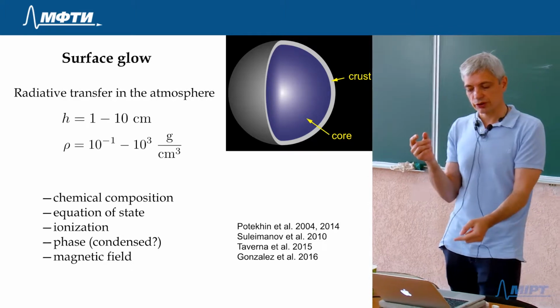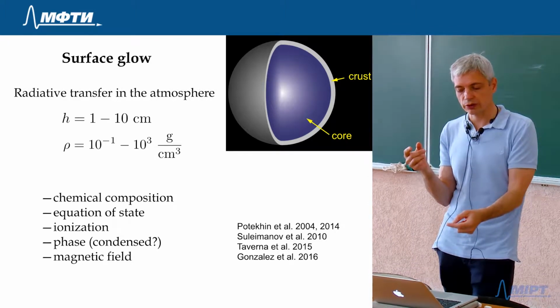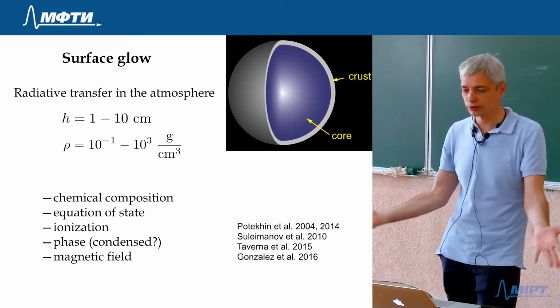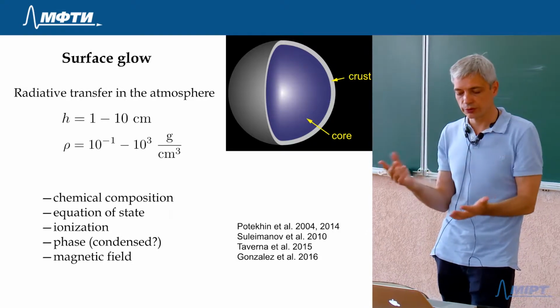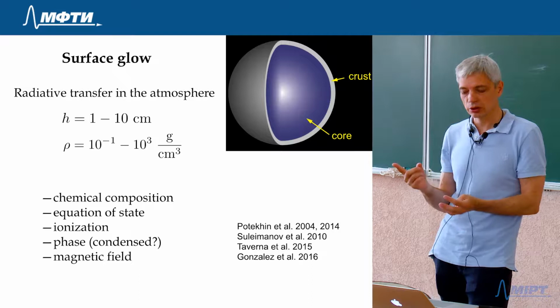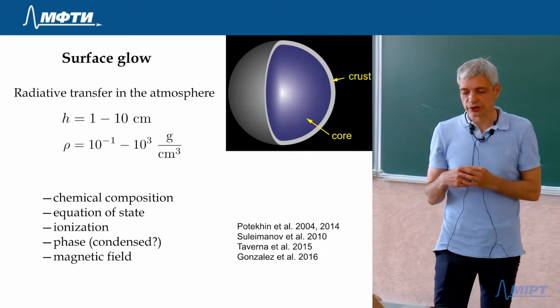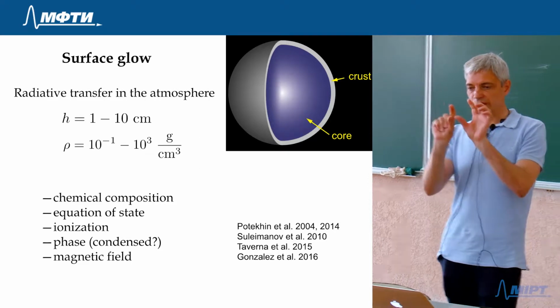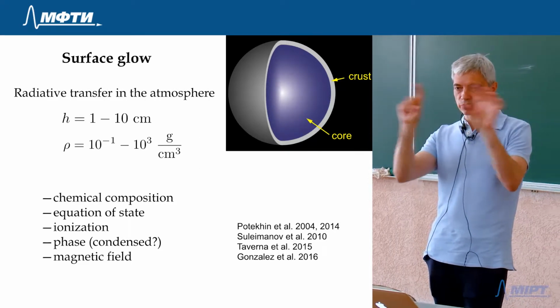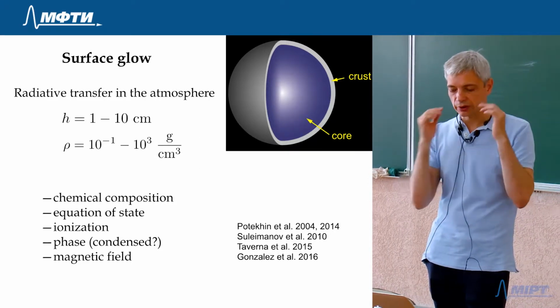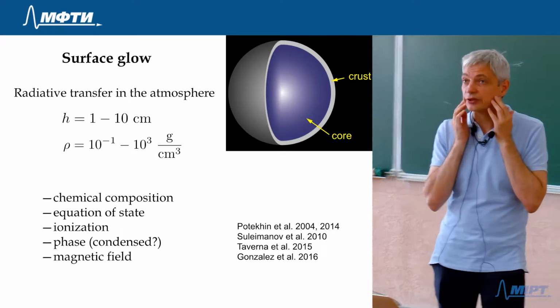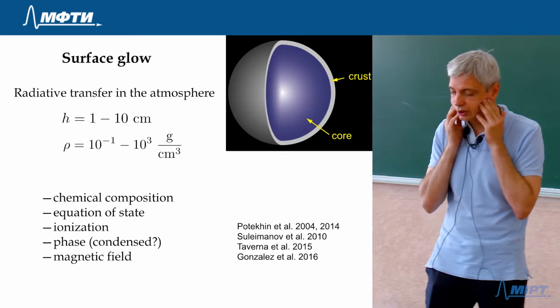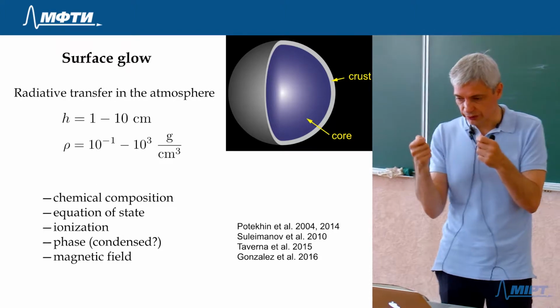So here is the list. The spectrum that you will get from the surface, just from heat diffusion from the interior, would depend on the chemical composition, equation of state, in particular whether you deal with a condensed material, condensed atmosphere, so it's liquid, or it's more like a gas atmosphere, and the magnetic field, ionization degree, which you try to calculate all self-consistently.